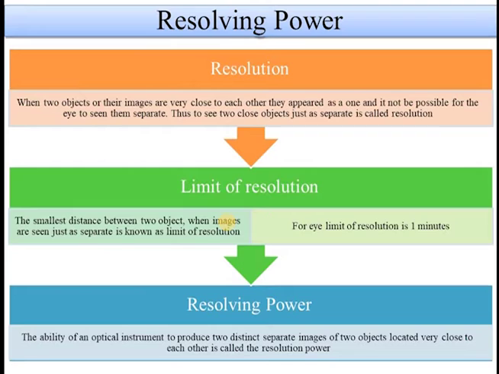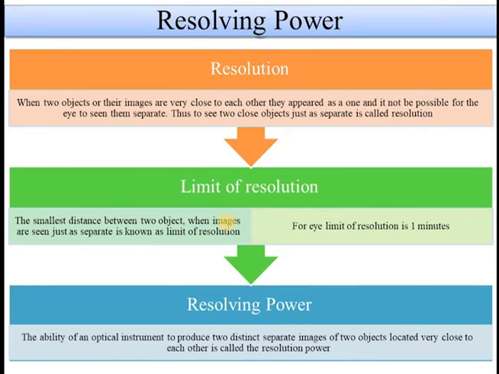So what is the resolving power of an instrument? When two objects or images are very close to each other, what happens? They almost appear as one, and it is not possible for us to identify them as separate. To identify two close objects as separate is basically called resolution.